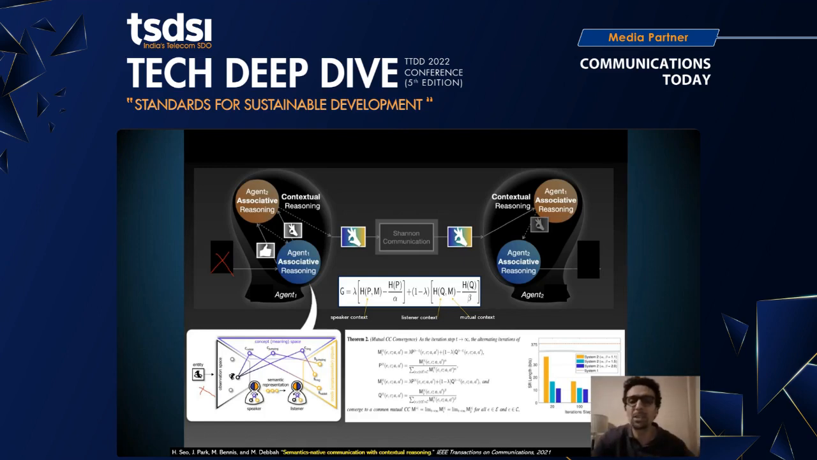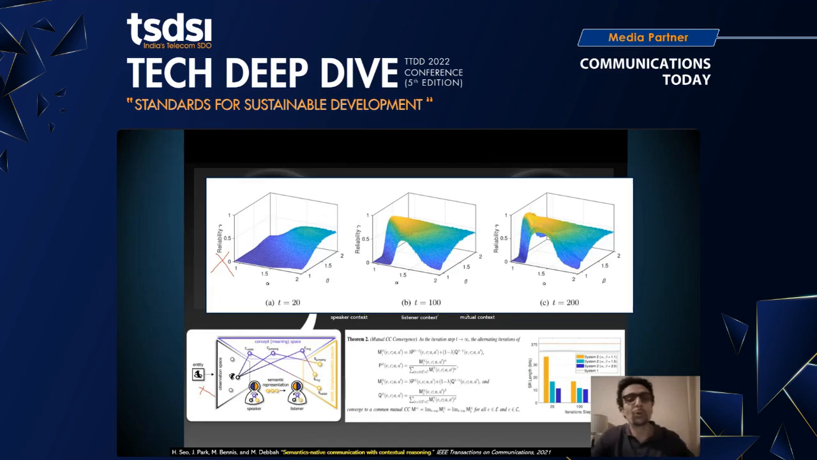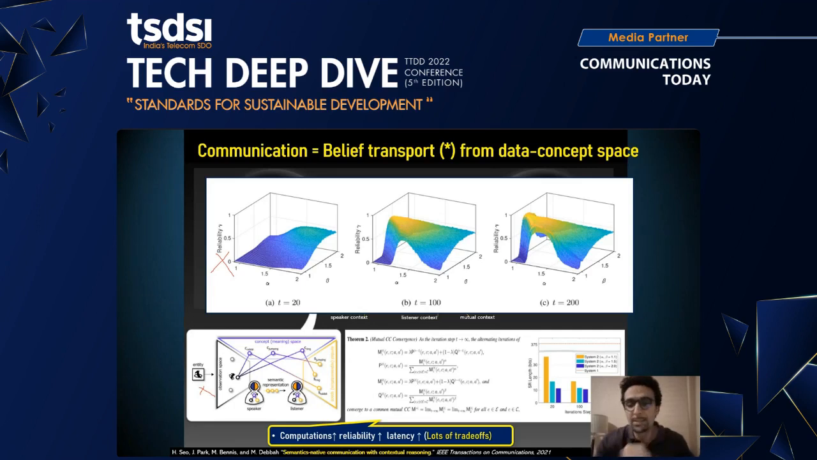We can see here that over time we are able to significantly reduce the payload of this semantic representation. If you also look at reliability, this is semantic reliability as a function of alpha and beta, which play the role of compression in concept space. As you go from t equal 20 to t equal 200, you have higher semantic reliability, at the cost, of course, of time. So this tells us that there are many interesting trade-offs in terms of computation, semantic reliability, and latency. Okay, so this is the first work.